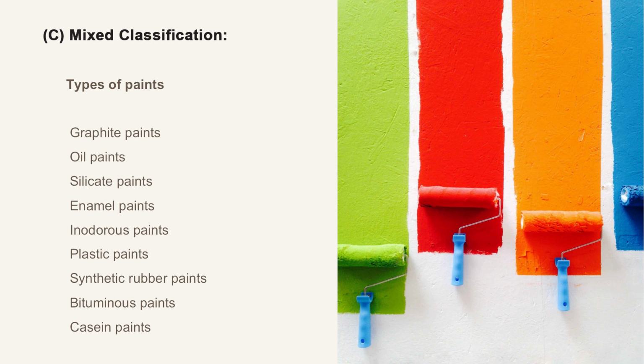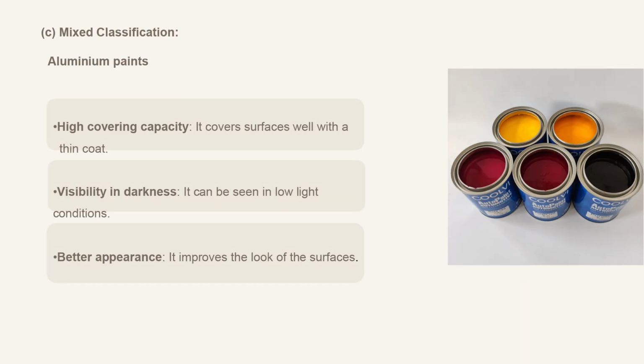Then we have plastic paint, flexible and resistant to cracking, and silicate paints, long lasting and often used on historic buildings. Then finally we have synthetic rubber paints, which are flexible and waterproof. Let us understand each of these in detail.